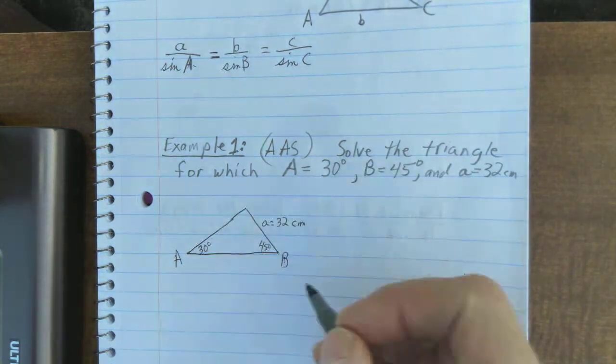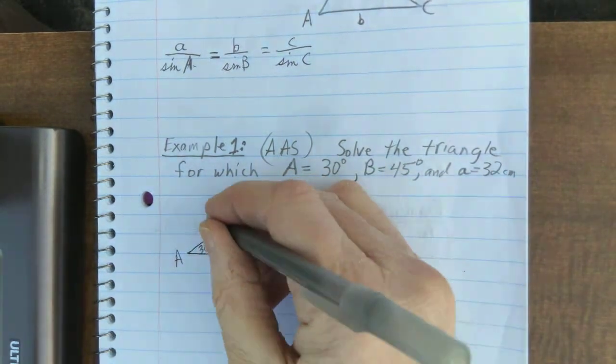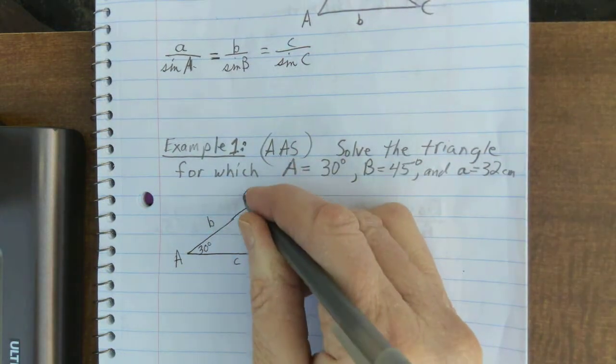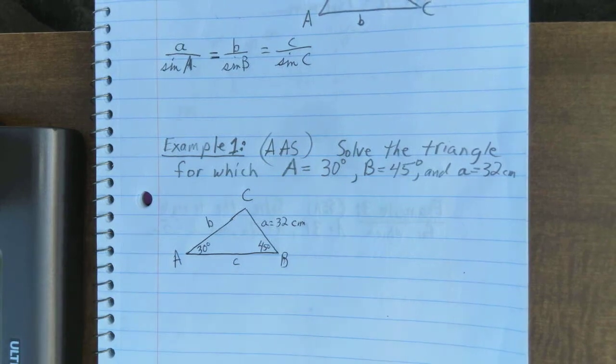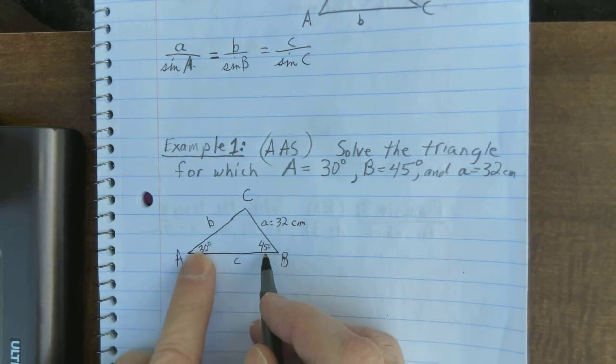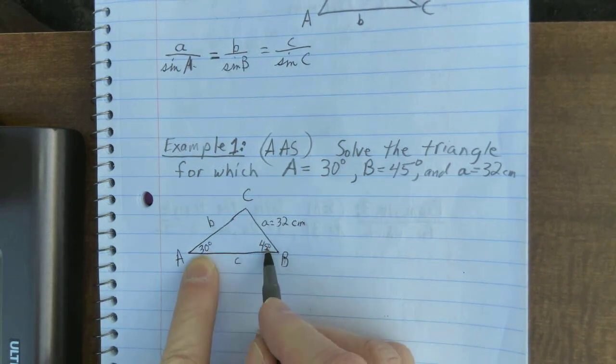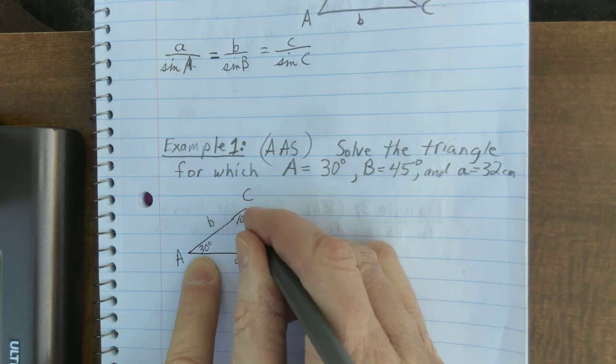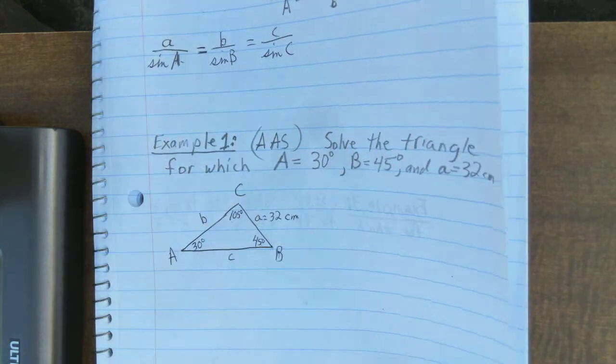And it says solve the triangle. So we want to know what little b is, what little c is, and what angle C is. Well, angle C will probably be the easiest to get. 30 plus 45 is 75, and I know all three angles add to 180. If I subtract 75, I know this is a 105 degree angle.